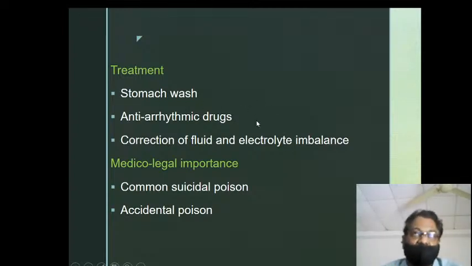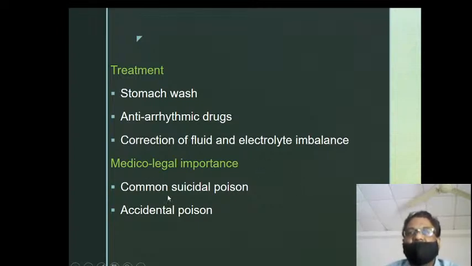If the individual develops arrhythmia, we are supposed to correct fluids, and electrolyte imbalance is also important. So we should correct the fluids and also give some electrolytes. That is important. Other symptomatic treatment we can give. Stomach wash is important. We can give activated charcoal. Those things are important.